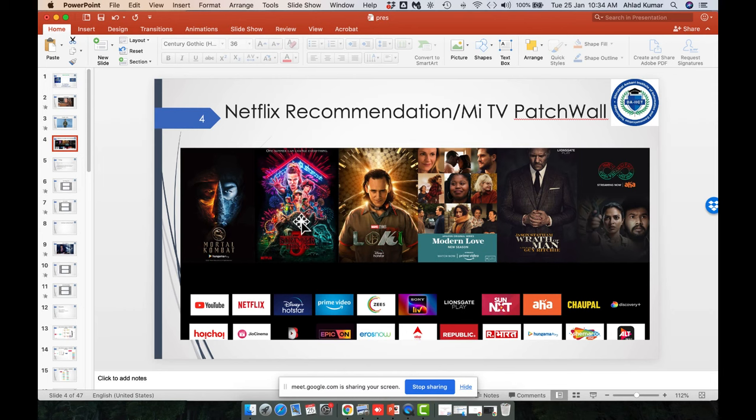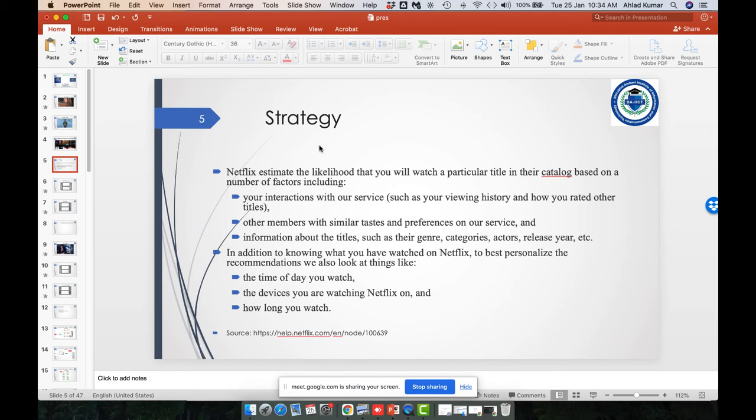So they are trying to keep on spying on you. Basically, they will try to spy on your activities, how you are working around on TV. These are the specific points which they follow while creating these patch walls and recommendation apps. What they do is try to see your interaction with their services, by watching your history and how you are rating their titles. They will learn the interaction between you and their apps, and how other members with similar tastes and preferences behave, and they will keep track of that also. Maybe your friends also like action movies, so they will keep track of their tastes and preferences too, and based on their preferences and your preferences, they will try to create a cluster of preferences.